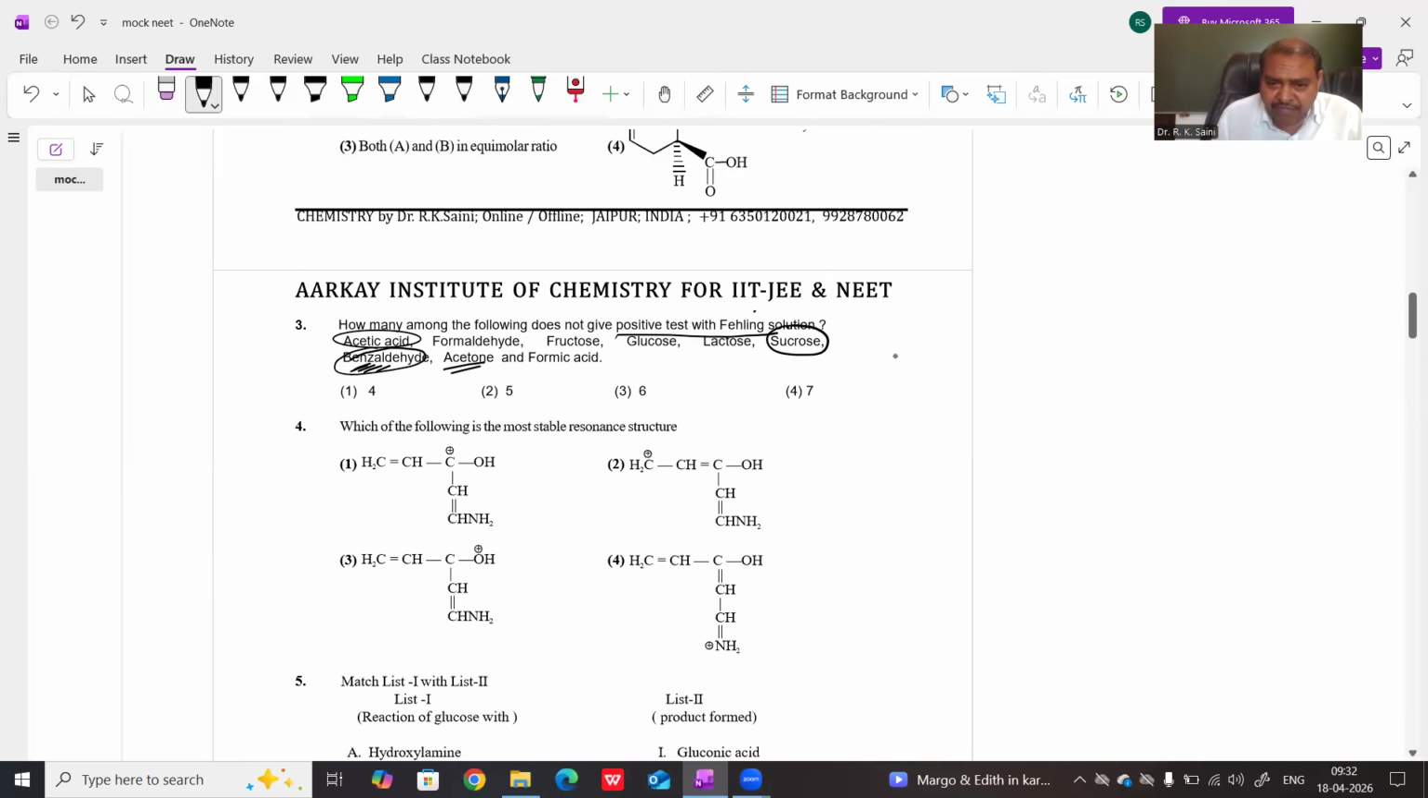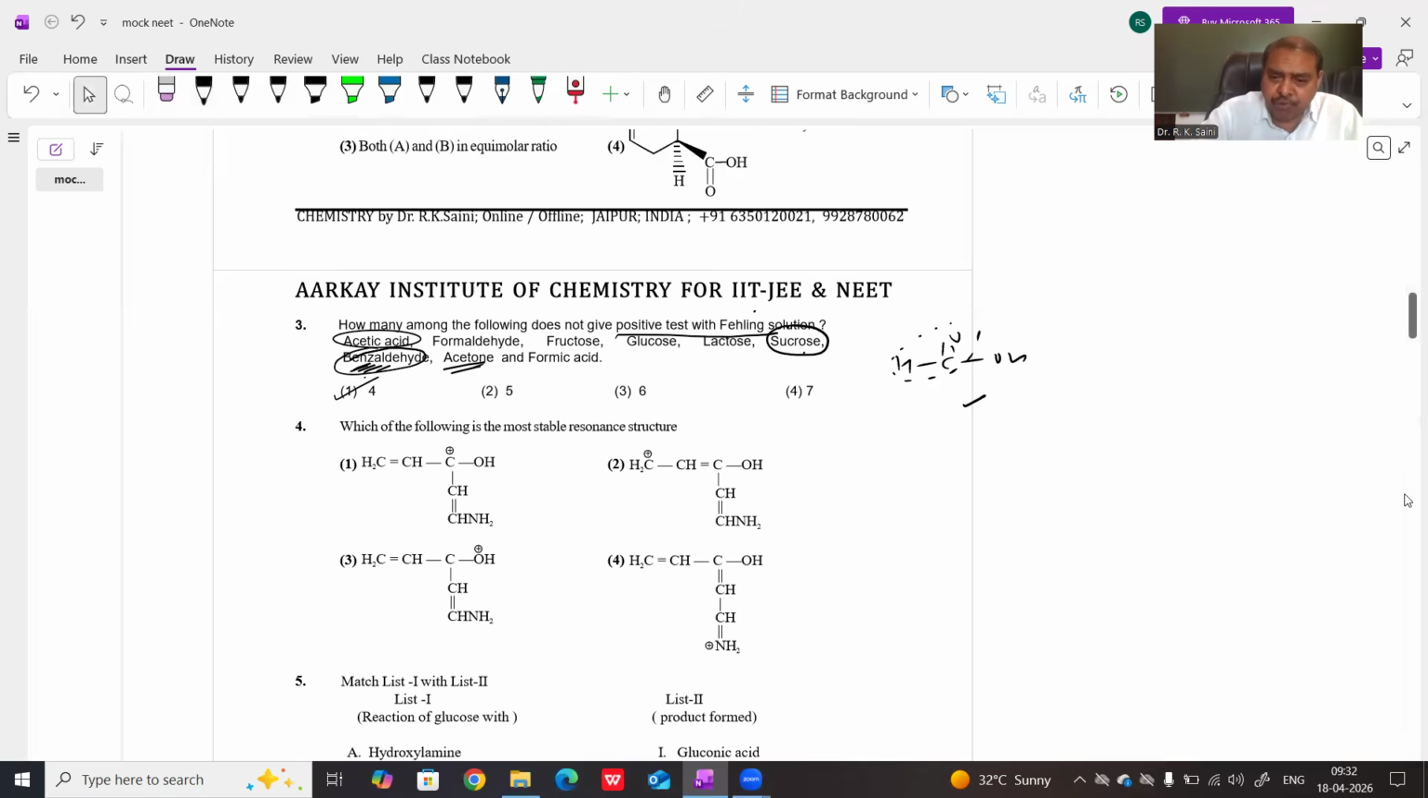However, formic acid gives this test because a hidden aldehyde group is there. Therefore, formic acid gives this test, unlike other monocarboxylic acids such as acetic acid and propanoic acid. And so four compounds, acetic acid, sucrose, benzaldehyde, and acetone, do not give this test. Next, which of the following is most stable?